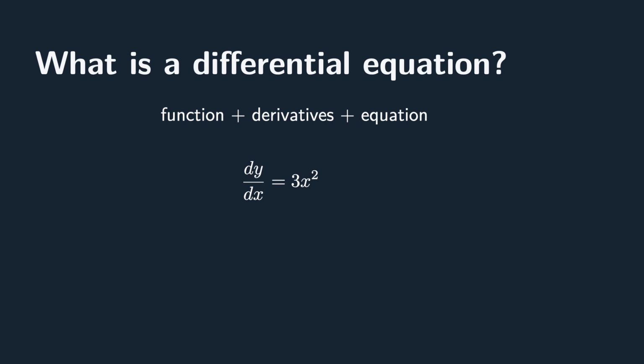The second example is the equation for a simple mass spring damper system. It looks more complicated, but the idea is the same. The function is x of t, and the equation contains both the first derivative and the second derivative of x with respect to time. This kind of equation is important for dynamic systems because it describes how a quantity evolves over time.